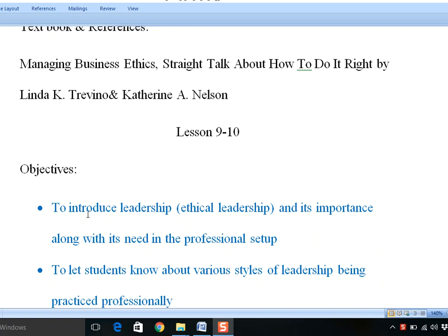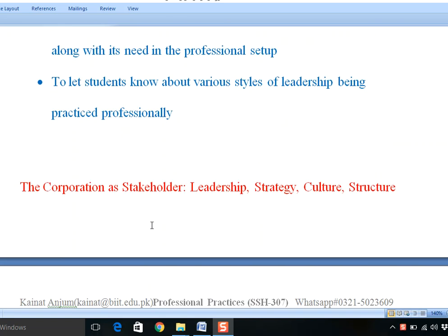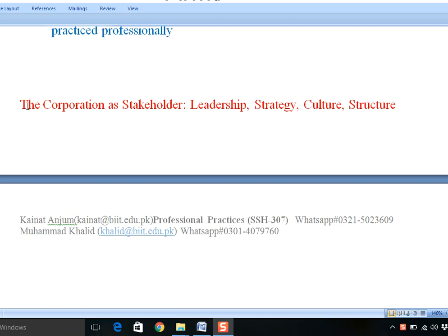We are going to cover an introduction to leadership and different styles of leadership. Our major topic is the corporation as a stakeholder, leadership, strategy, culture, and structure. Let's first explain the key words.